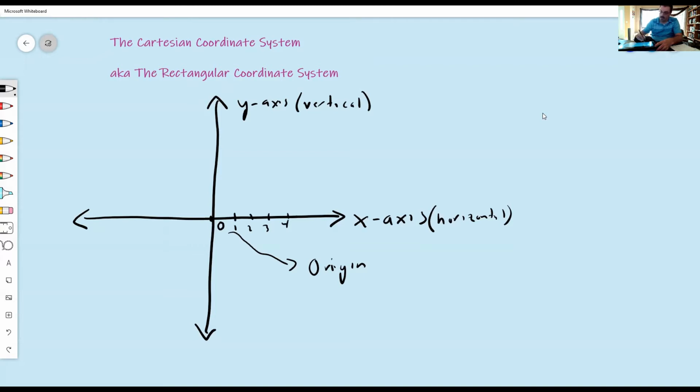From the origin, if we count up, we also count in a positive manner. So 1, 2, 3, 4, and so on. Now, if you go left or down, you're going in a negative manner. So -1, -2, -3, -4, and down -1, -2, -3, -4.